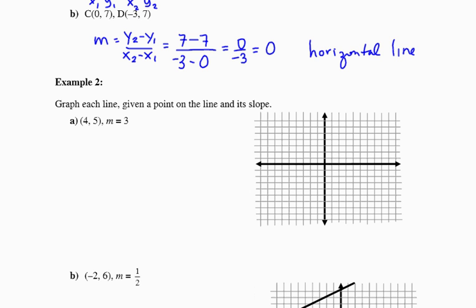Okay, so when we want to plot a line, you always need at least a point, either 2 points or a point and a slope. So here I'm given a point and my slope. Our first step is to plot the given point. You have to have a starting point. Our starting point in this case is 4, 5. So I plug in x equals 4 and y equals 5. So plot our point 4, 5. You don't have to write the coordinate.